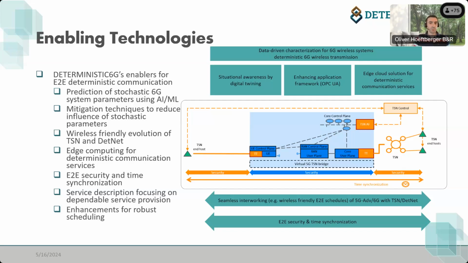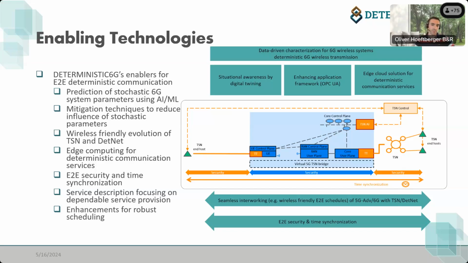Inclusion of edge computing in the end-to-end scheduling is an important topic. Of course, security, time awareness, using fault-tolerant time synchronization over the 6G network. At the end, we will come up with a service description that is really focusing on dependable service provisioning in the communication and computation sense.